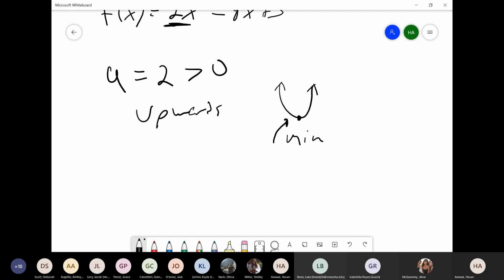Does everybody follow that train of logic so far? I just want to make sure. If you have questions, please ask me now, because moving onward, it's assuming you understand that the vertex is a minimum, not a maximum, or vice versa.